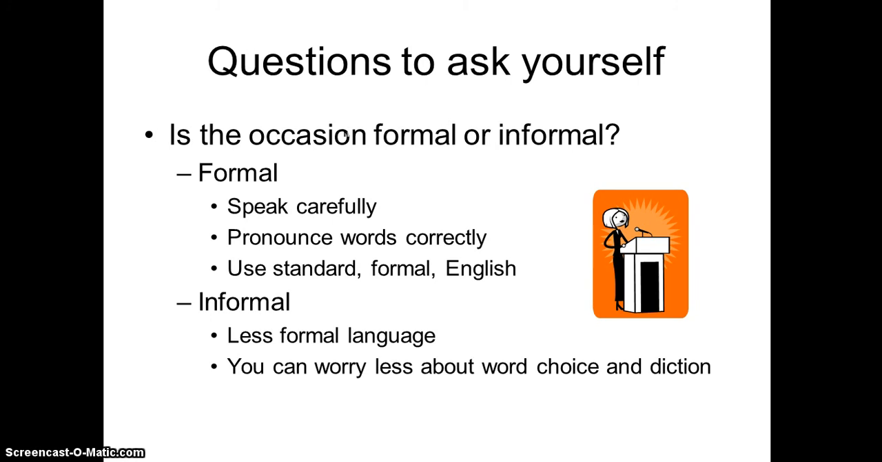Informal should use less formal language and be more like simulating a hanging out with your friends kind of speech. You can worry less about word choice and diction as well as the manners that you speak with.